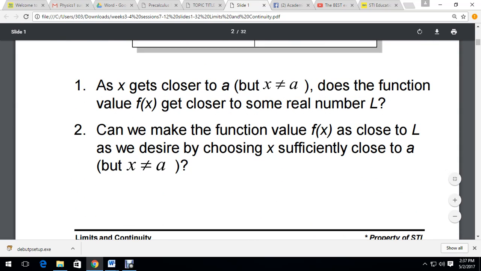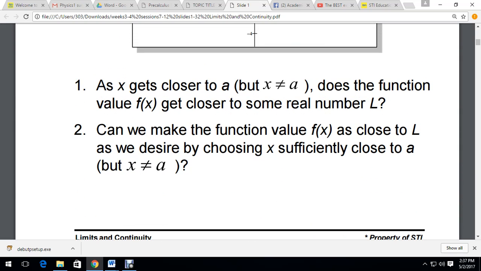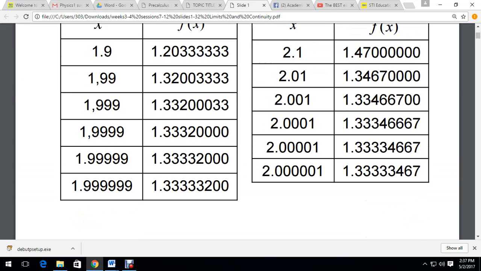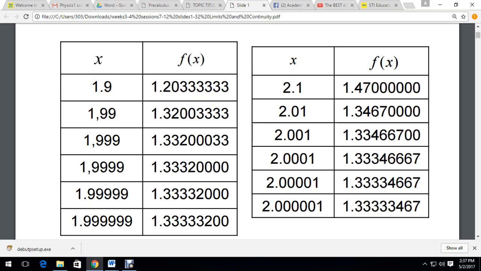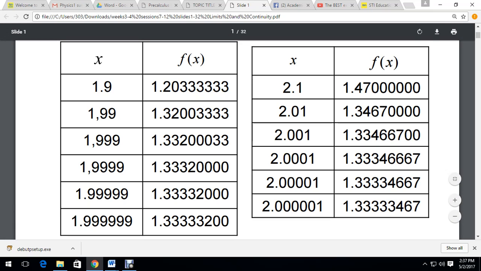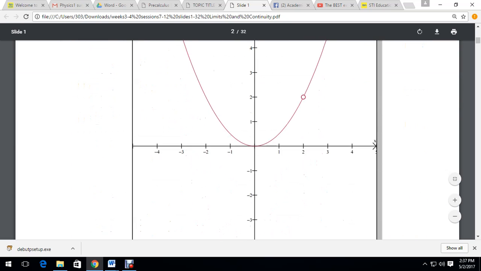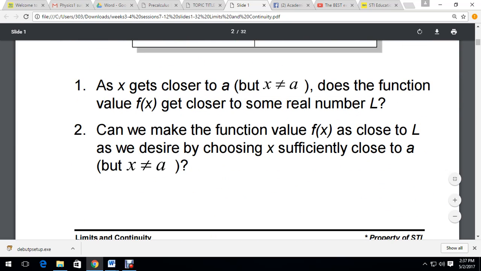Now for the second question, can we make the function value f of x as close to L as we desire by choosing x sufficiently close to a, but suppose x is not equal to a? The answer is also yes. That is actually what we have done in this illustration here. We try to get x closer and closer to 2, such that the behavior of f of x is that f of x gets closer and closer to 1.333 and so on, or 1 and 1/3.